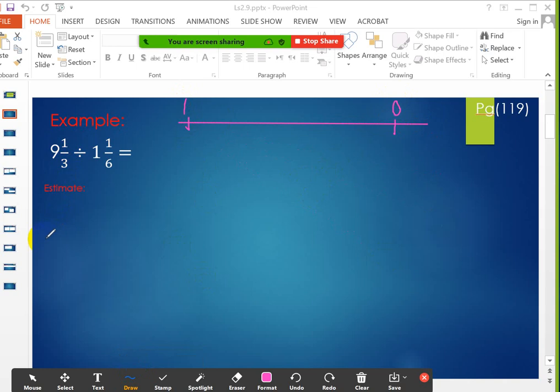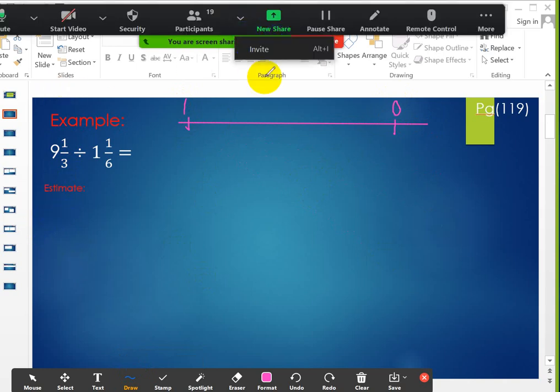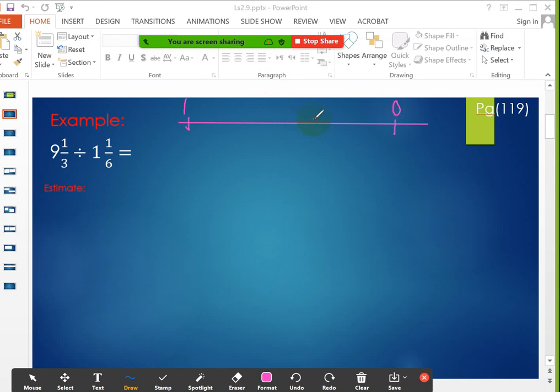Now 1/3 will be right here on the number line or benchmark. So it's close to 0 or 1? I think it's close to 0. Into the nearest whole, it's close to 0. So if I want to round 9 and 1/3, it will be 9.